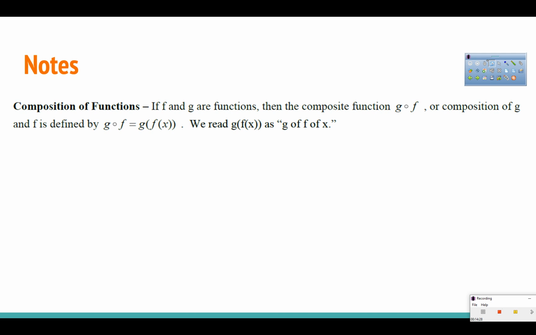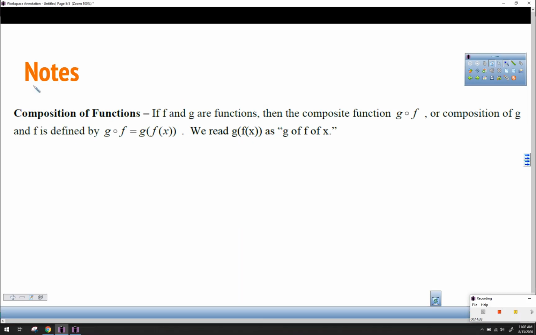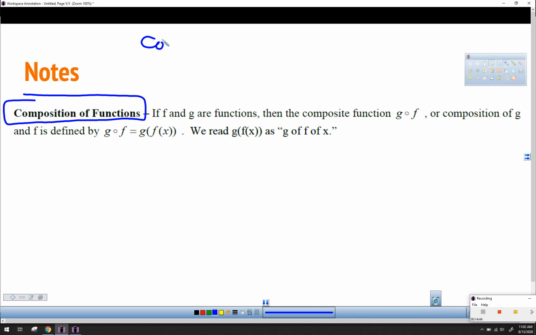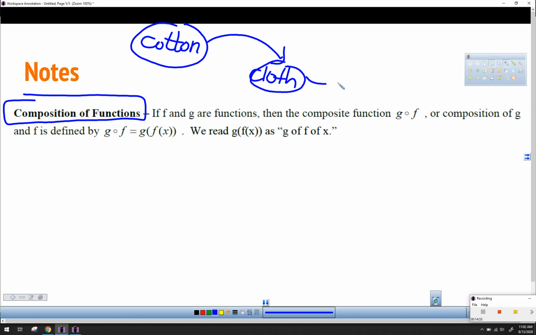All right, so now let's talk about some more notes. And now we're going to talk about the composition of functions. Now, function composition is very important because, think about a practical example. If you think about cotton, cotton is used to produce or manufactured into cloth, and then the cloth is taken and it's used in manufacturing to make clothes. So you could argue that, yes, clothes are a function of cloth.